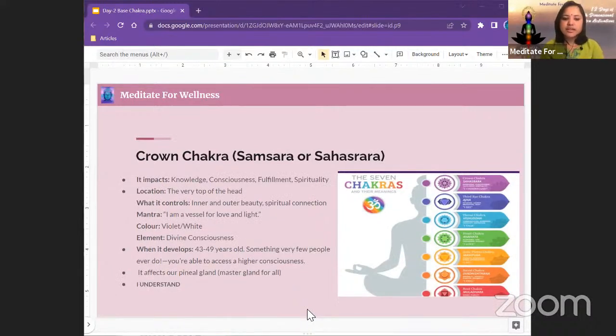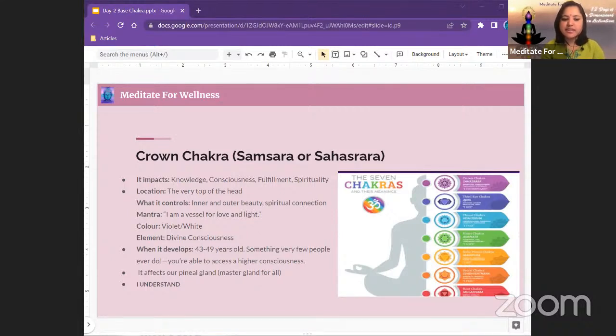The crown chakra is all about our knowledge, consciousness, fulfillment, spirituality, and this is the most important chakra to connect us. In the third dimension, this is the chakra where we connect with the universe. We get the wisdom, the knowledge through this area. The location is the very top of the head, and what it controls is our inner and outer beauty and the spiritual connection. When we are in balance, the beauty reflects on our being. That's the state it is in.